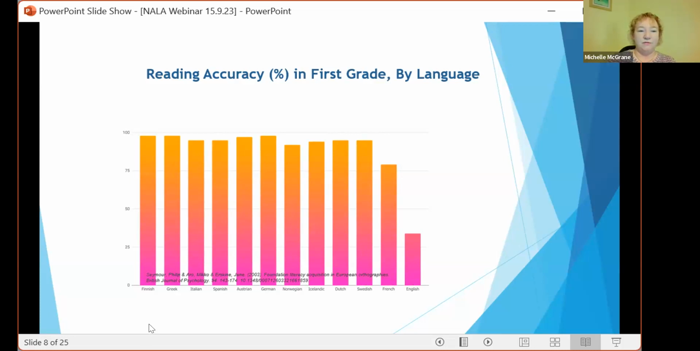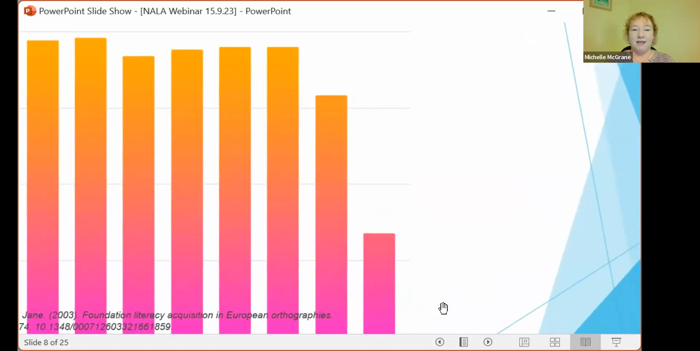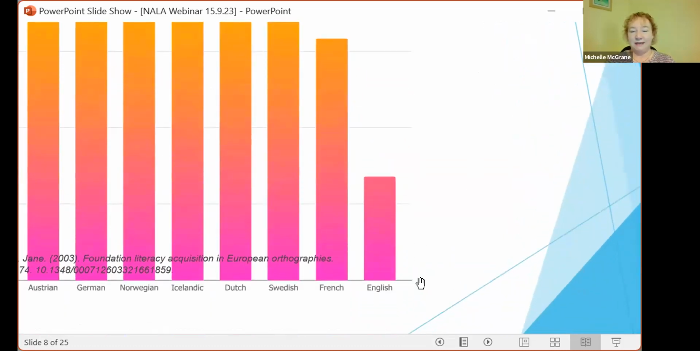And so the very first one is actually Finnish. You can see that at the end of 1 year of primary school education, most Finnish children can read most of the Finnish language. Okay, now I'm going to challenge you to guess what the last one is, the lowest one. You maybe won't be shocked when I tell you that it is English.